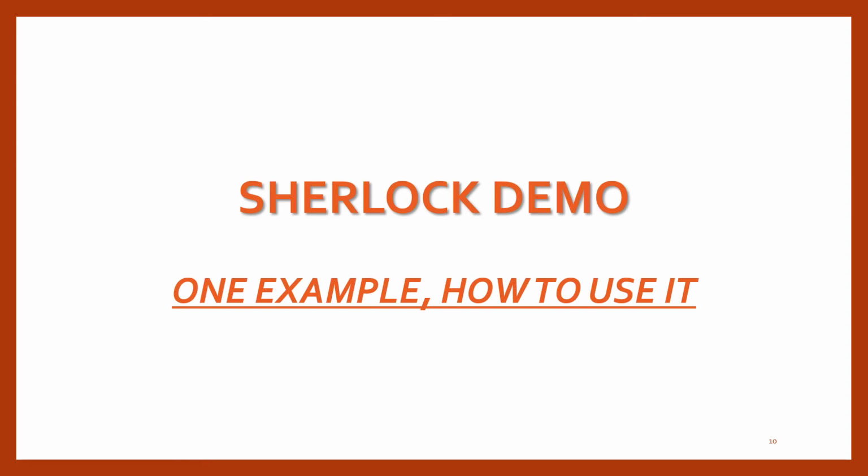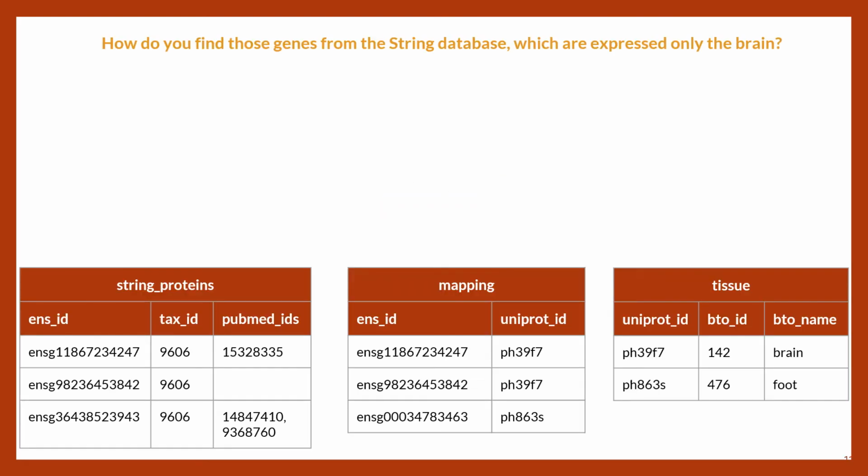And now, after I showed you the structure of Sherlock, I would like to show you one really simple example of how Sherlock can be used in biology. So here is the example. How can we use the SQL language to query information from Sherlock? There is a question we want to answer. How do you find those genes from the STRING database which are expressed only in the brain?